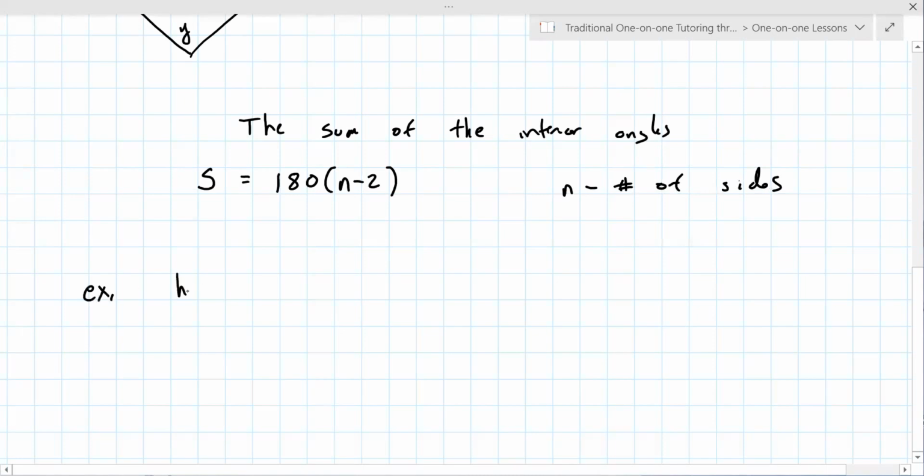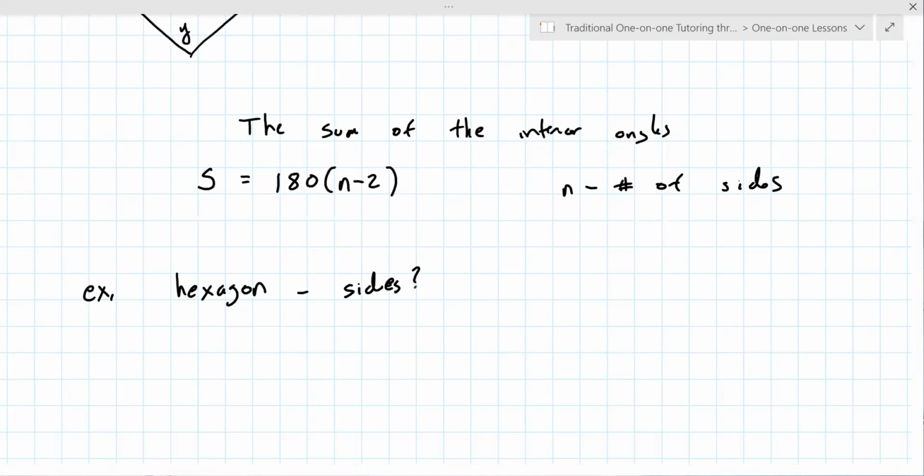Let's say I tell you there's a hexagon. How many sides does a hexagon have? You remember from last time? Yeah, 7 sides. That's a septagon. A hexagon has one less. It has 6 sides. Oh yeah, I was so close. I'm sorry about that. That's no problem.